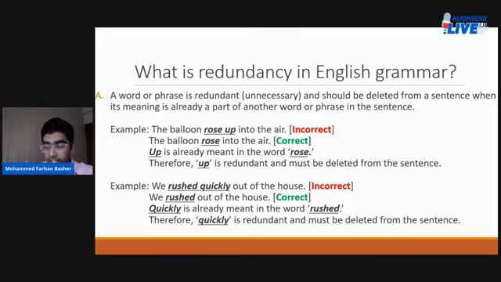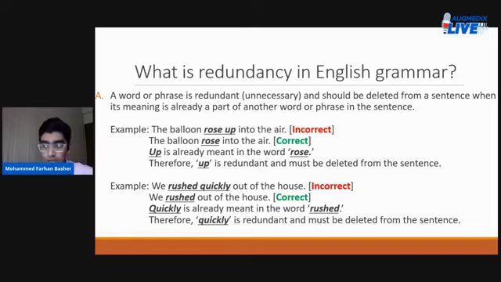We cannot keep both in one sentence, one after the other, right? So we either say we rushed out of the house or we say we quickly went out of the house. Okay, quickly is already meant in the word rushed. Therefore, quickly is redundant and must be deleted from the sentence. So we say we rushed out of the house, not we rushed quickly out of the house. We say the balloon rose into the air, not the balloon rose up into the air.